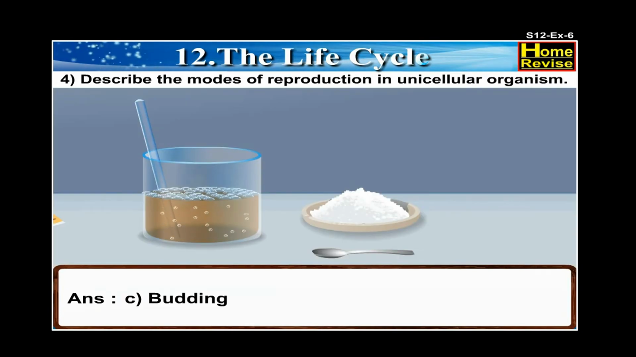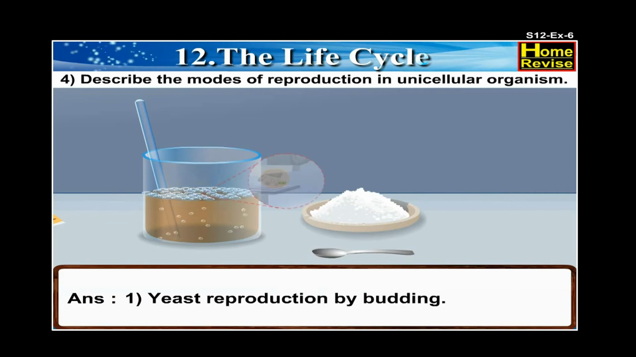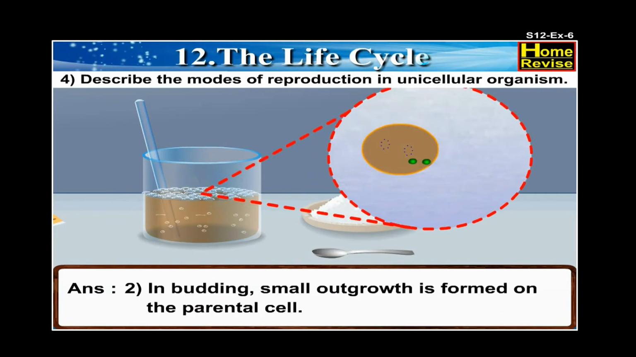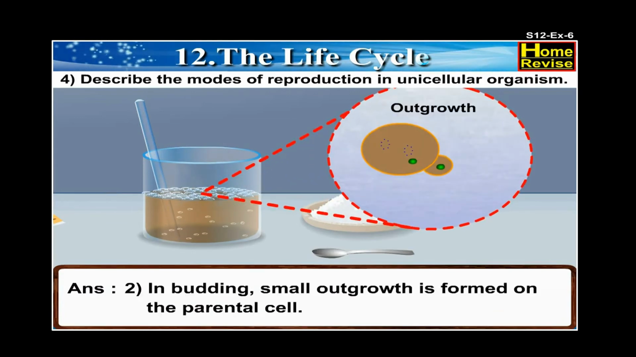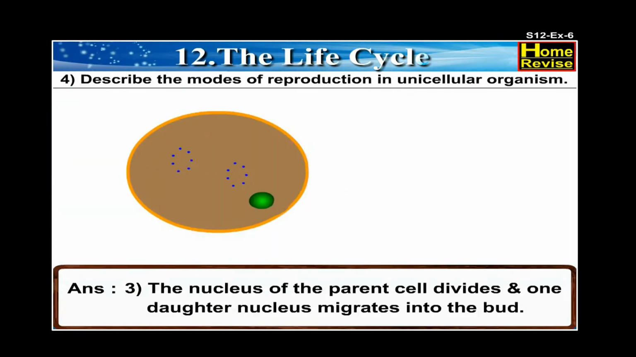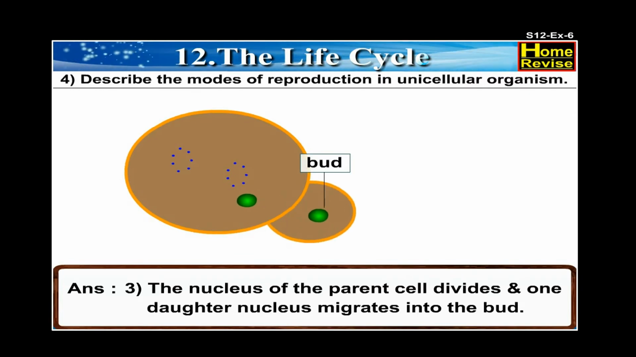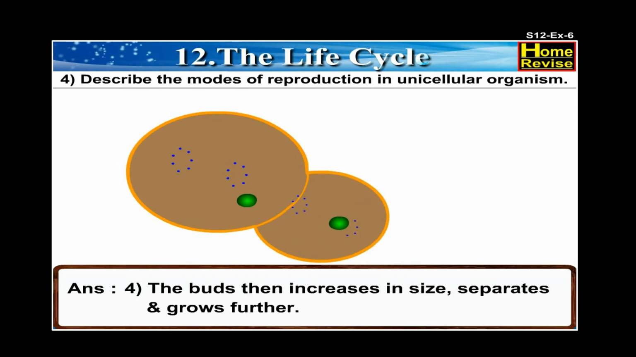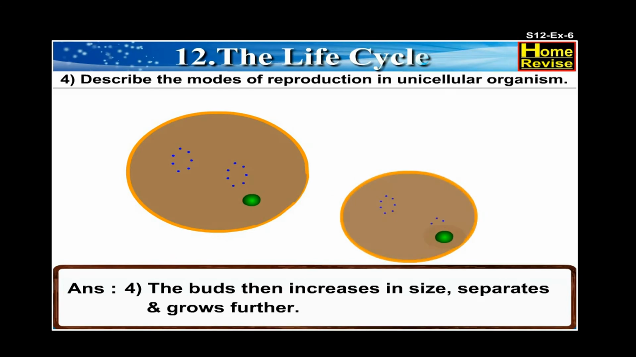C. Budding. Yeast reproduce by budding. In budding, a small outgrowth is formed on the parent cell. The nucleus of the parent cell divides, and one daughter nucleus migrates into the bud. The bud then increases in size, separates, and grows further.